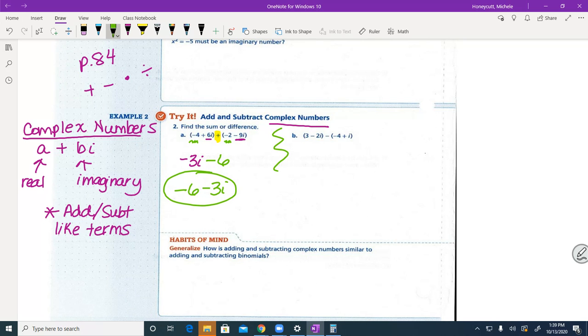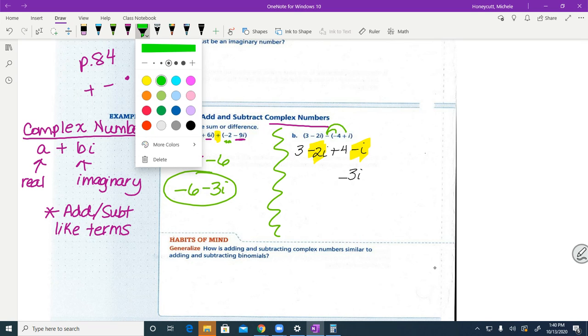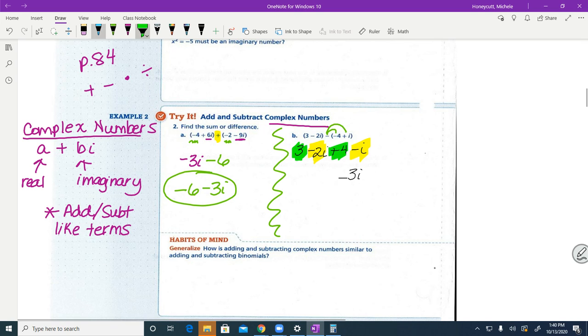In example B, you're being asked to subtract. So the one thing to remember, and one thing I like to do, is that this negative distributes to both parts of that second term. So it might be helpful to rewrite this problem as 3 minus 2i plus 4 and then negative times positive minus I. Then look to combine like terms. So negative 2i minus I will combine to be negative 3i. And then I will combine 3 and positive 4 to be 7. So my answer is 7 minus 3i.